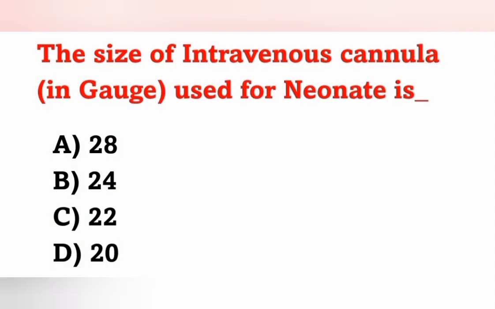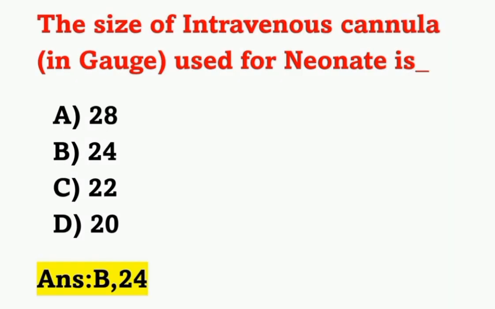The next question: the size of intravenous cannula in gauge used for neonates. Options: option A 28 gauge, option B 24 gauge, option C 22 gauge and option D 20 gauge. Intravenous cannula for neonates is 24 gauge. Option B is the correct answer. 24 gauge is yellow color.